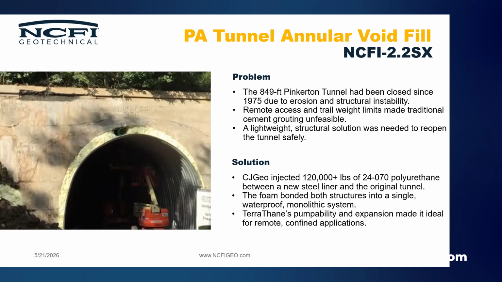It's a long tunnel, 849 feet, and had been closed for a while due to erosion. They put a new liner in it. They needed to fill that annular space around that liner. So 120,000 pounds of our now 2.2 SX, which at the time was labeled 24070, was injected between the liner and the original tunnel.